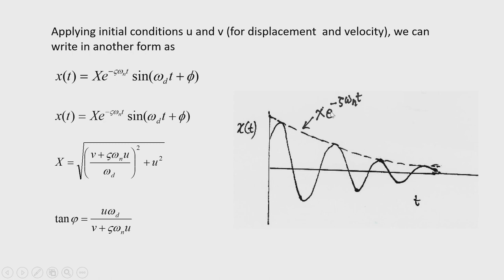So, here you will find the decay of the amplitude, okay, and this forms an envelope. The envelope is X e to the power minus xi omega n t, where you can see that this amplitude depends on the initial condition of the motion, the natural frequency, and damping. Similarly, the phase angle also depends on the initial condition, the damping ratio, as well as natural frequency, because once you know the damping ratio and natural frequency, you can get the omega d. The capital X e to the power minus xi omega n t is the envelope, and you can see how the motion is decaying.